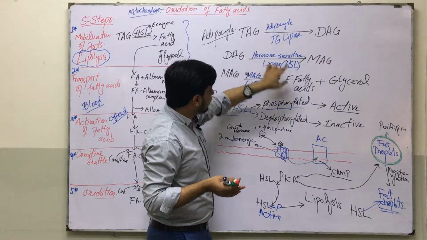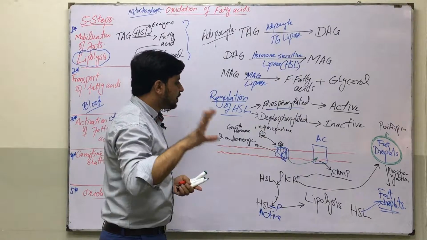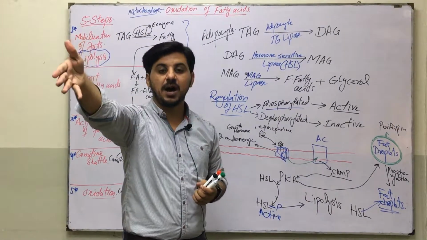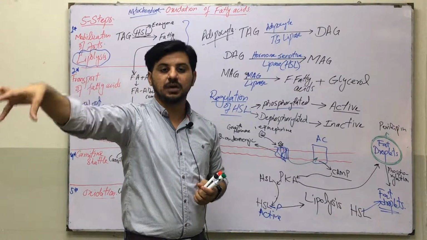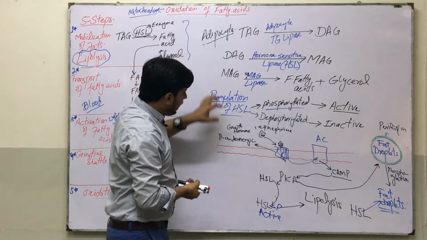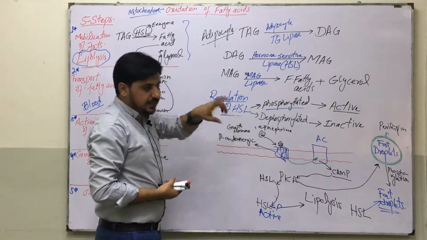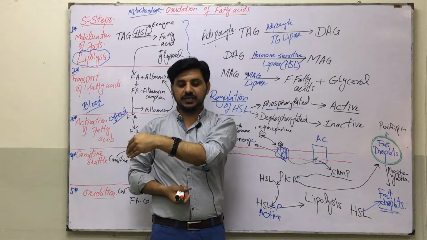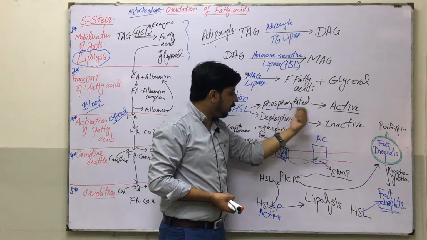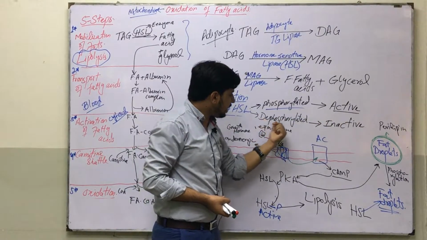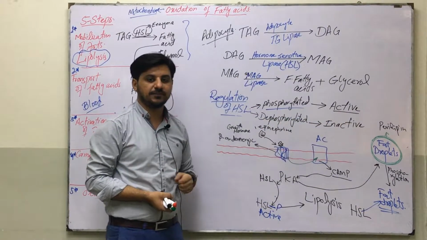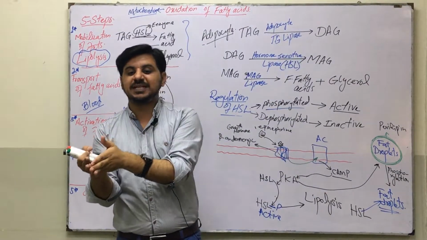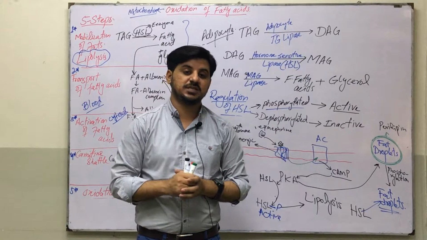Now, what is the significance of this hormone sensitive lipase? It is very significant because it is controlled with the help of hormones. And how is it regulated by hormones? This HSL exists in two forms, either the phosphorylated form or the dephosphorylated form. Whenever it is in the phosphorylated form, it is active, and whenever it is in the dephosphorylated form, it is inactive. Now the question comes to mind, what are those hormones which are going to phosphorylate this hormone sensitive lipase?